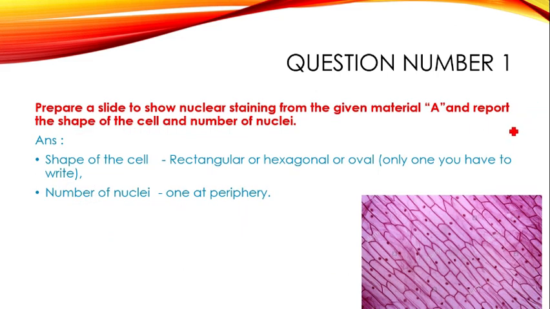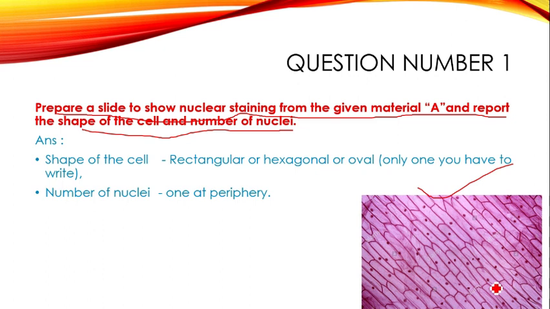Then if you get another question for question number 1, that is: prepare a slide to show nuclear staining from the given material A and report the shape of the cell and the number of nuclei. For this they may give the material onion peel. Then you have to prepare a nuclear staining slide of that onion peel. After preparation of the slide, you can get the slide like this.